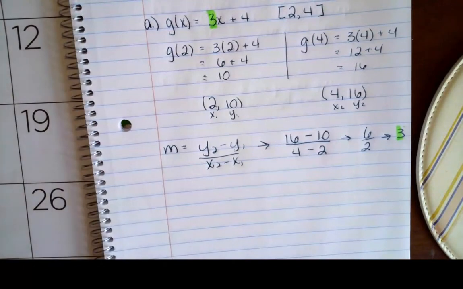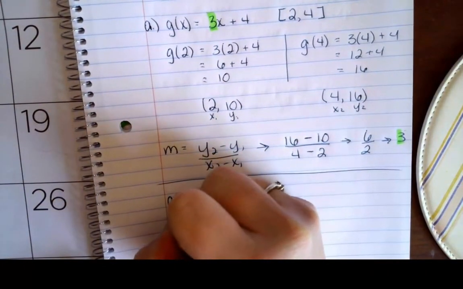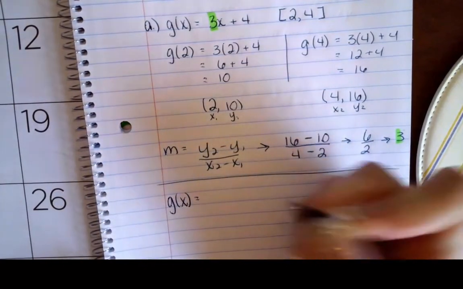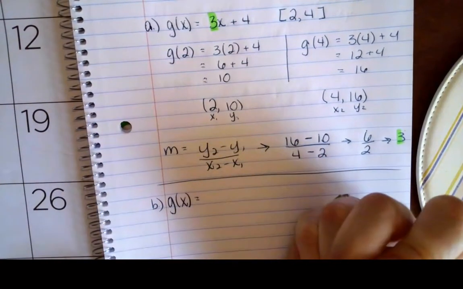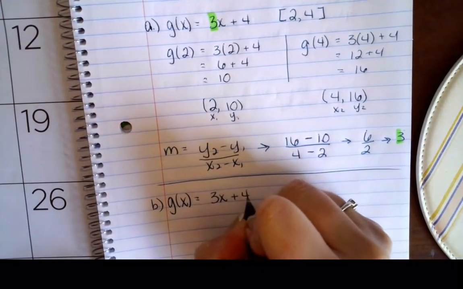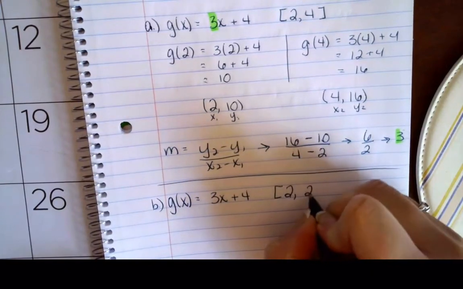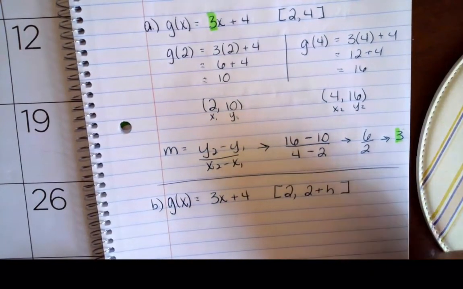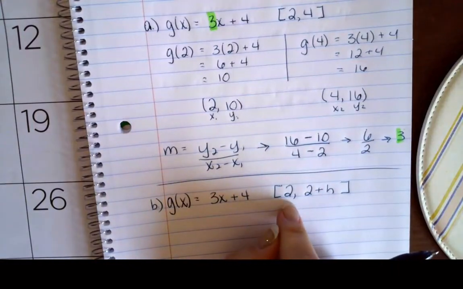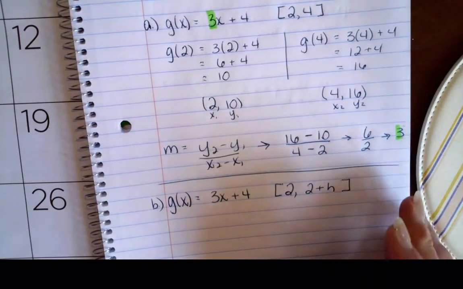Let's move on. So we have g of x is going to be, this is option B, 3x plus 4. And you're thinking, oh, I'm not going to fall for your little trick again. But it's not a trick this time, because this time we're dealing with variables. So I'm going to start with an x value of 2, and then I'm going to add a little bit to it. So 2 plus a little bit more. So 2 plus h, whatever h is, I don't know.